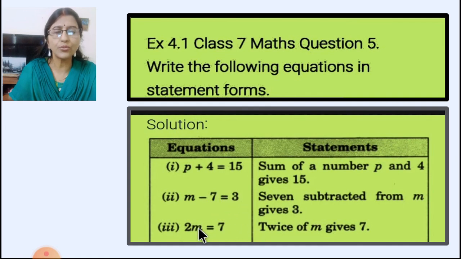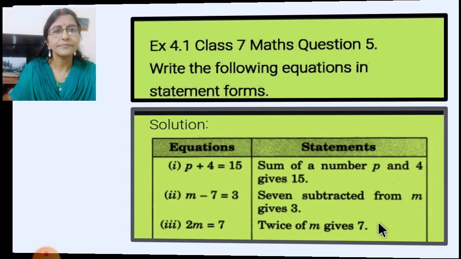Now next is 2m is equal to 7. So you can write twice of m also, or you can write 2 times m gives 7 or is 7. Twice of m or 2 times m gives 7.